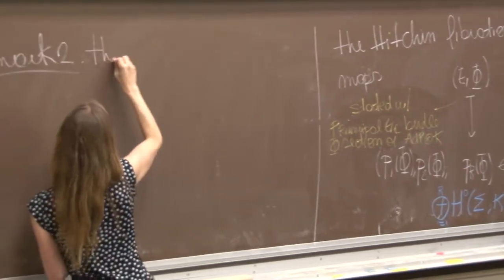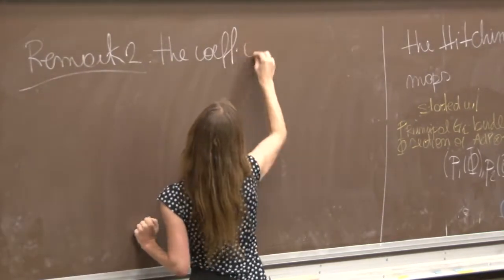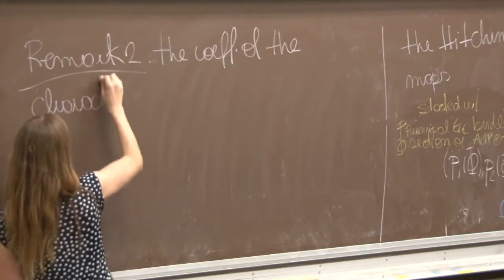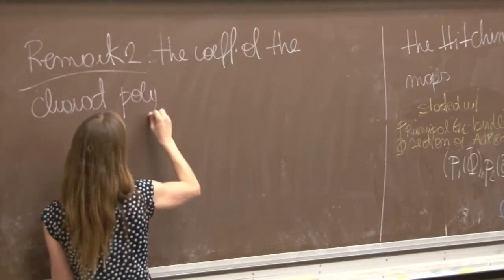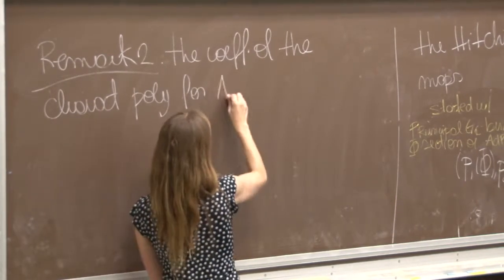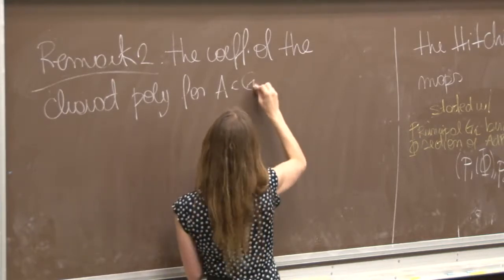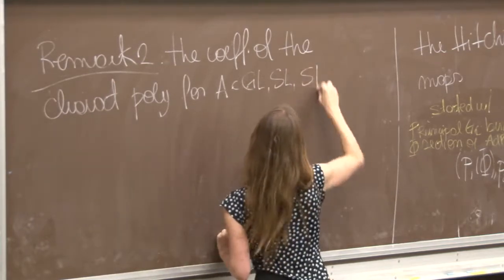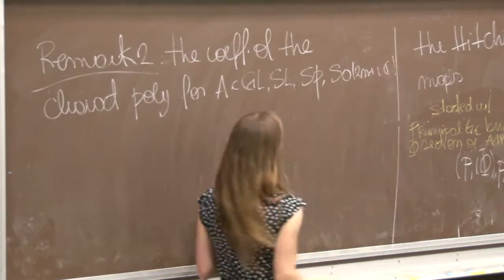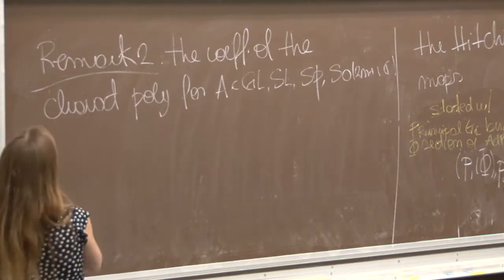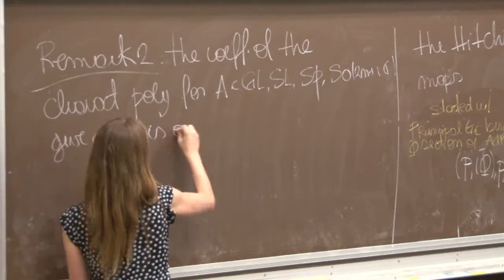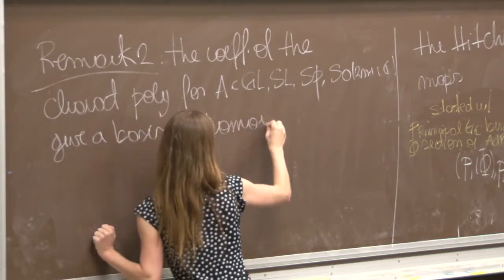The coefficients of the characteristic polynomial for matrices A inside either GL, SL, SP, and SO 2n plus 1, for any of them, give a basis of homogeneous polynomials.